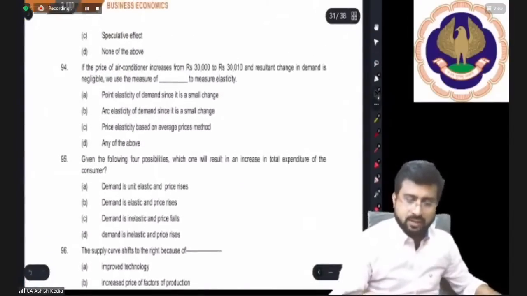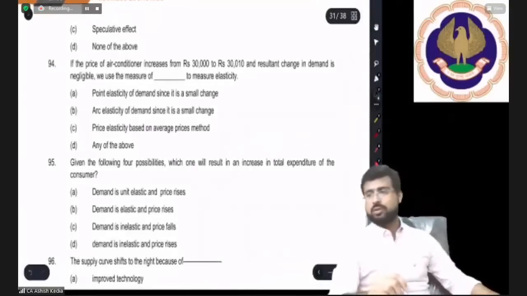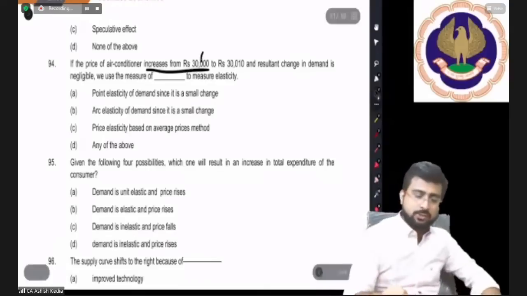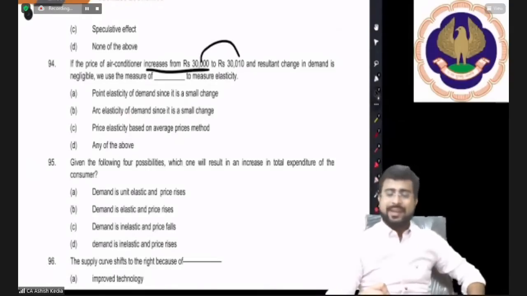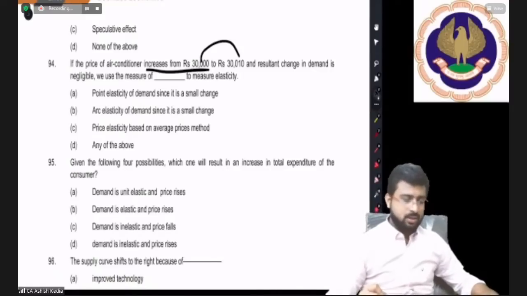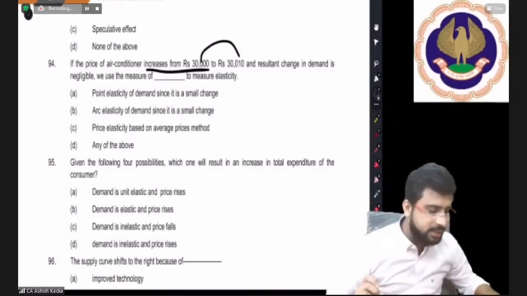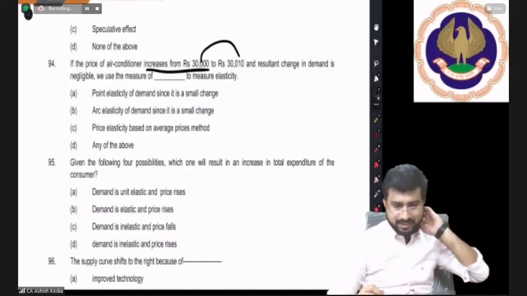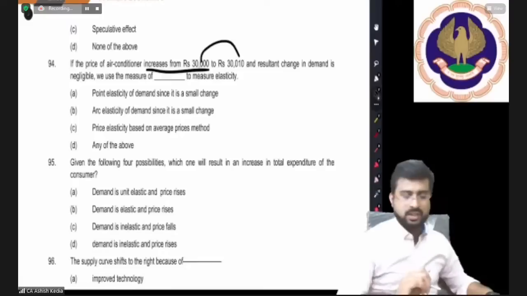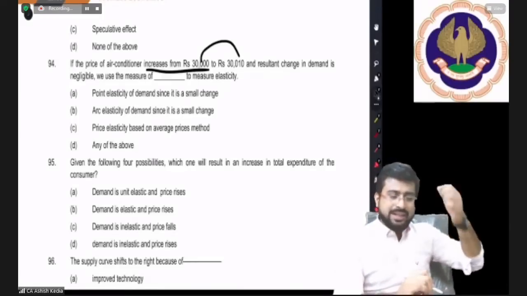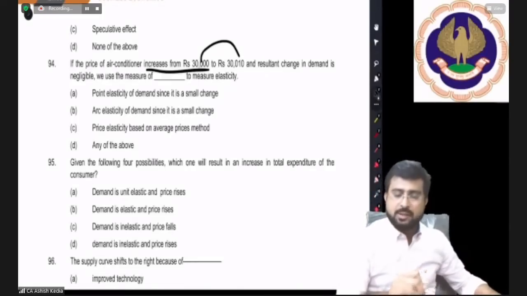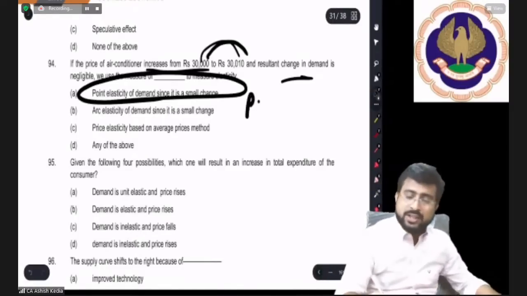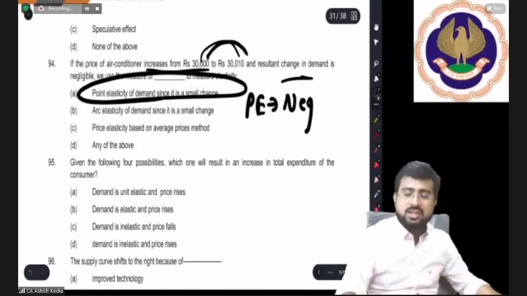Let's see some price elasticity related numericals more. If price of air conditioner increases from 30,000 to 30,010, oh my god, a negligible change, very negligible change as of now, and resultant demand is negligible. We use the measure of dash to measure elasticity. If there are negligible changes, as you can see here, we use point elasticity method. So when is point elasticity method good? When negligible changes are involved.